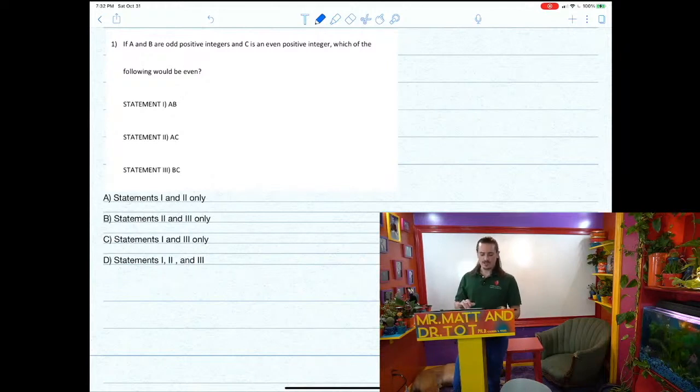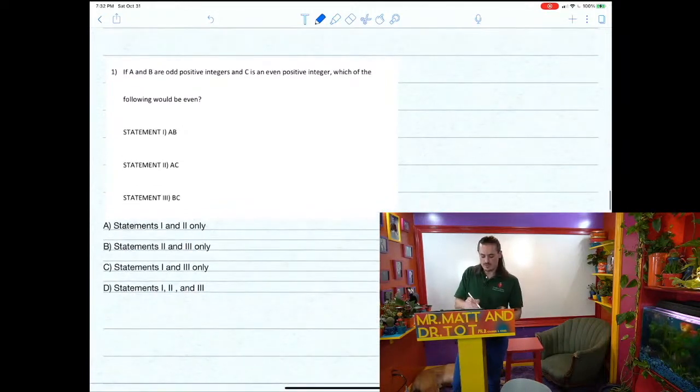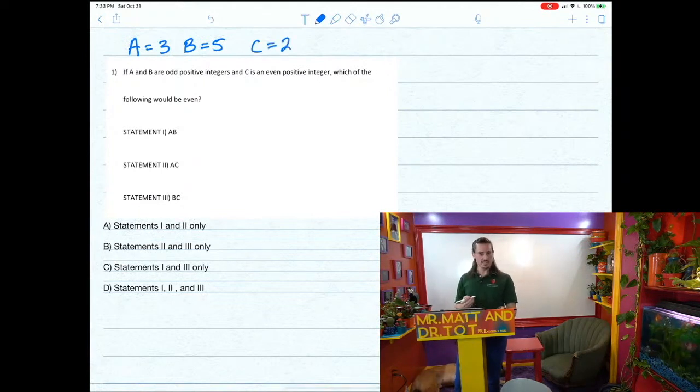So if they're odd positive integers, you want to pick easy to work with values as well. You don't want to make life hard for yourself on this test. So easy to work with values that are also odd and positive. So maybe A is equal to 3 and B is equal to 5. Those are both odd positive integers and they're relatively small, so they have small magnitudes. C has to be an even positive integer. So maybe 2. It's an easy to work with even integer.